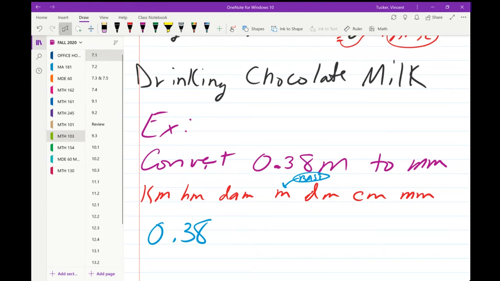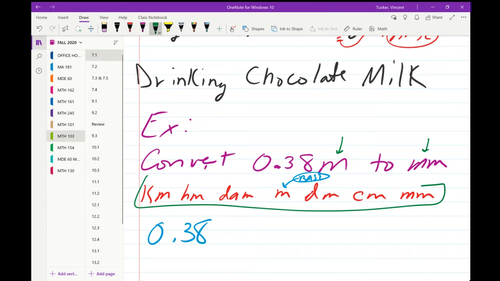All right, so let's look at the first one. We want to convert 0.38 meters to millimeters. First thing we want to do is recognize what measurement we're in and where we want to go. So we want to go from meters to millimeters.